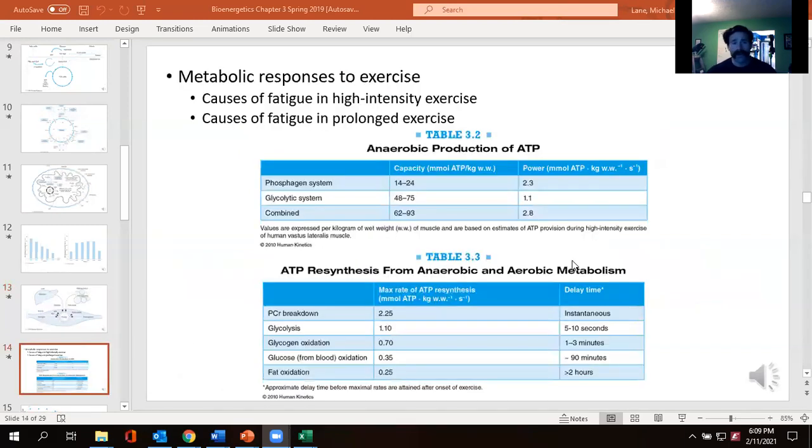So this means effectively we're going to have two different reasons that we're fatiguing out from our training. One is going to be from super high intensity work. The other is going to be for super long intensity work. So looking at the tables that we have here, guys, what do you think is the major cause of fatigue from super high intensity work? Why is it that we can't keep up that work output?